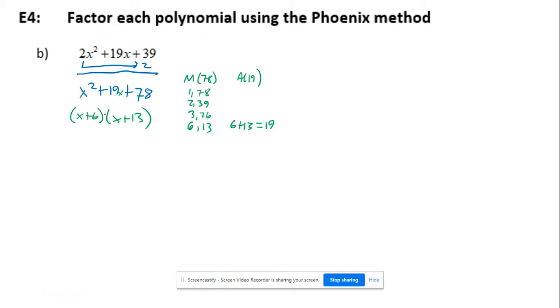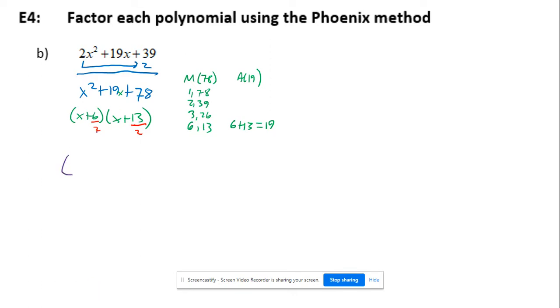Right now, this clearly is not the factored form of the original problem. If you FOILed it, you wouldn't get 2x squared. So we need to divide by the 2. We slid over the 2. Now we're going to divide by the 2 and try to simplify. So go ahead and see, can I simplify?